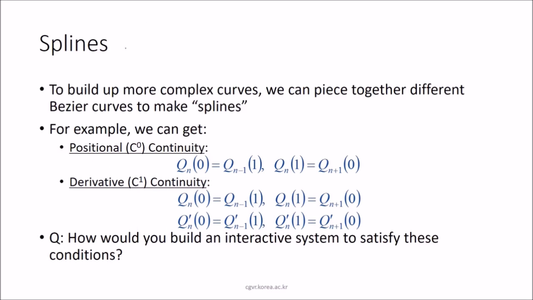Then we come to splines. We have known about the Bezier now. So to build up more complex curves, we can piece together different Bezier curves to make splines. This is Bezier curve, this is Bezier curve, this is Bezier curve. Now you want to combine them and you want to make one.